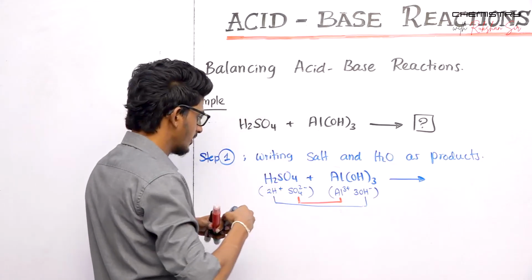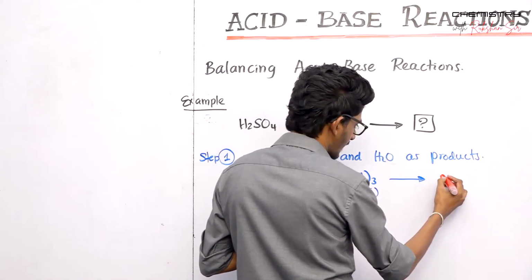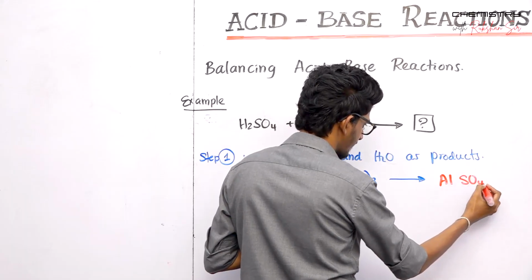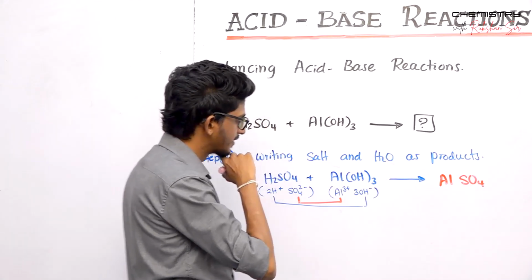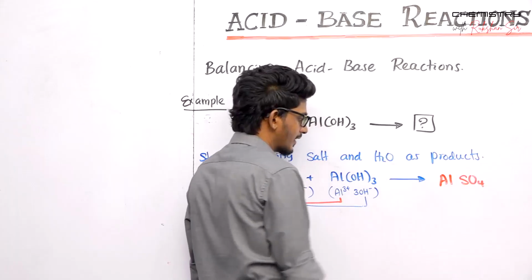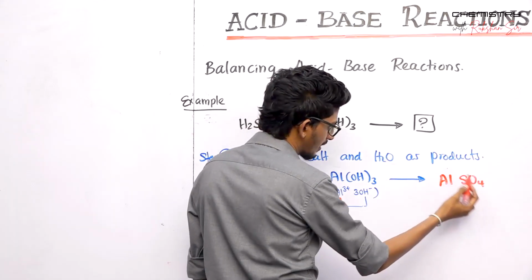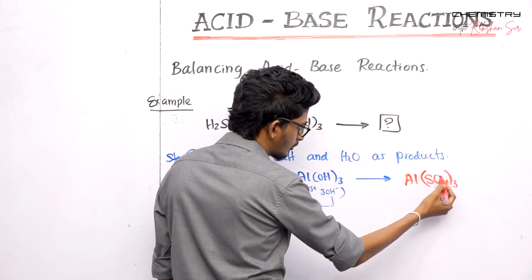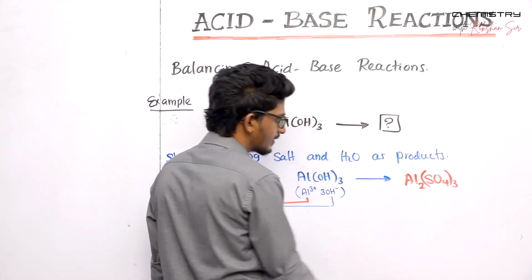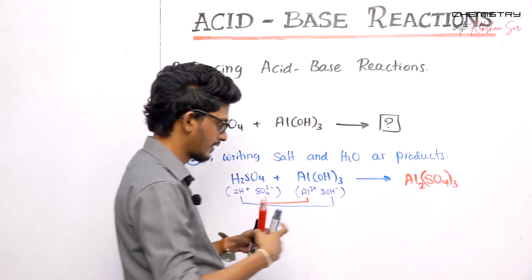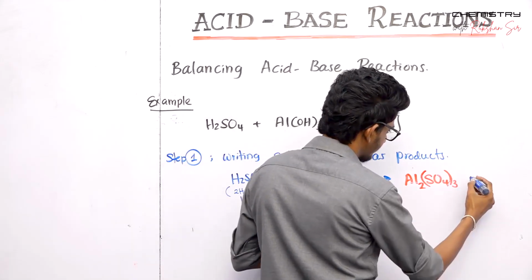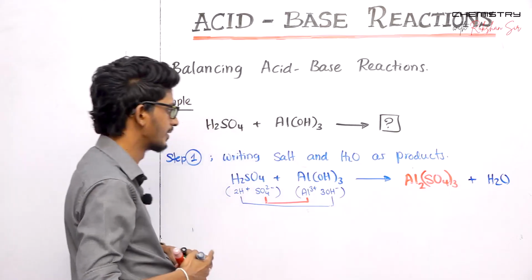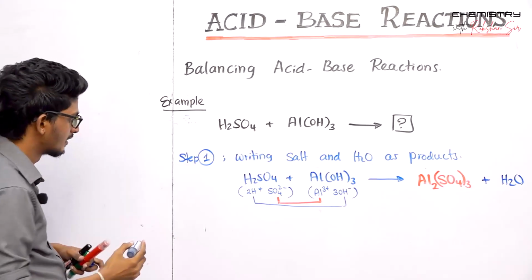So here the salt is aluminium sulfate. Exchange the valencies to come up with the correct chemical formula. Aluminium is Al3 plus, so that 3 comes here. SO4 2 minus, the 2 comes here. That is the salt, and water. Those are the products of an acid-base reaction. Step 2.